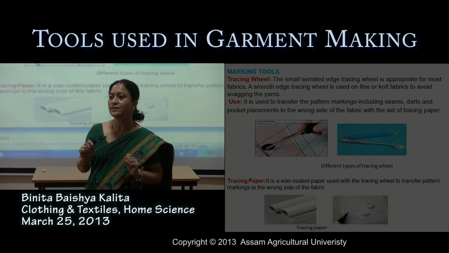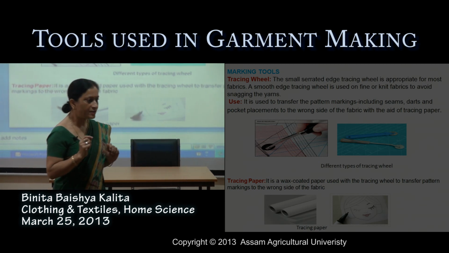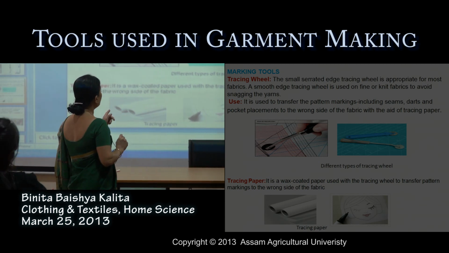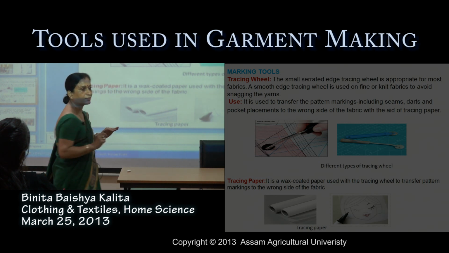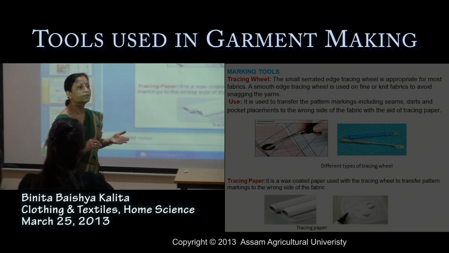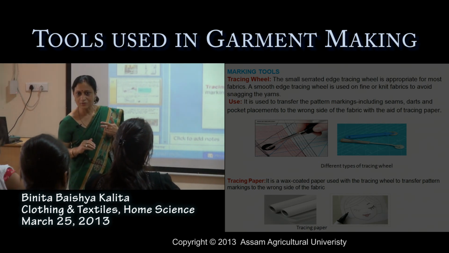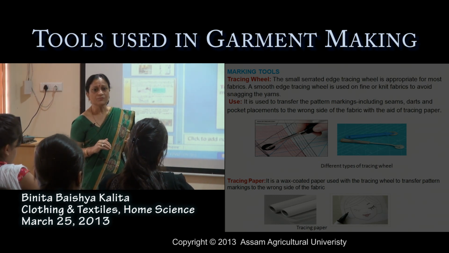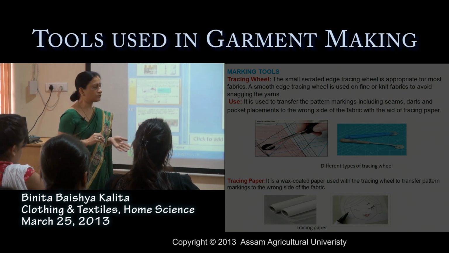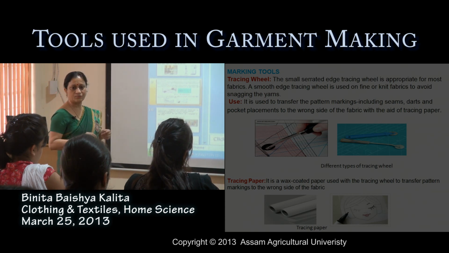So marking in the correct position is very important. For marking the garment or marking the pattern, you have to use the marking tool. Is not it? So there are different types of marking tools. The first one is the tracing wheel.